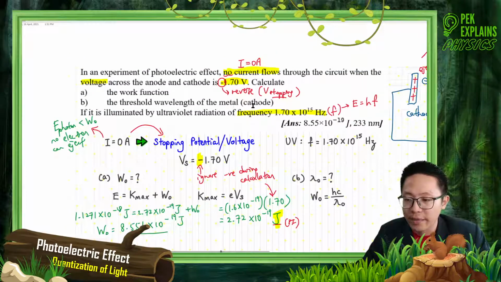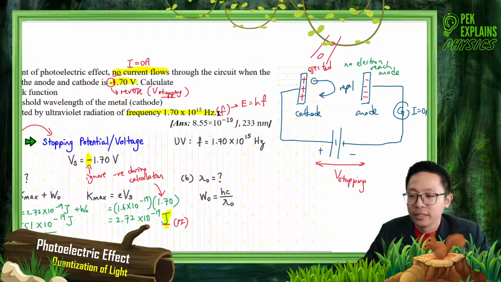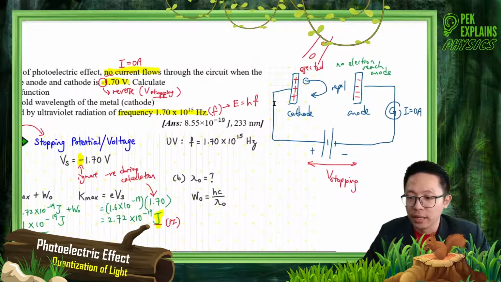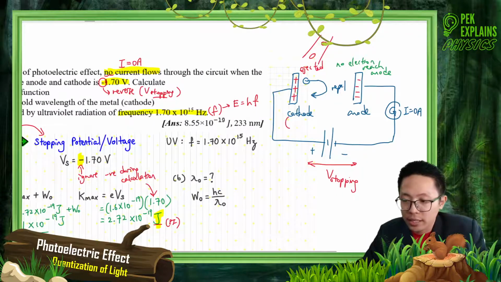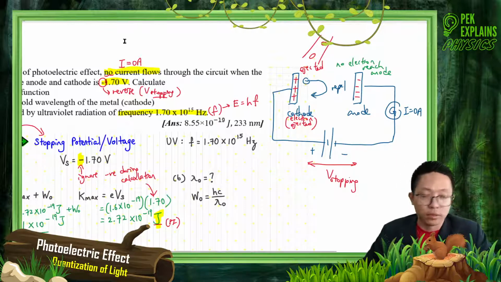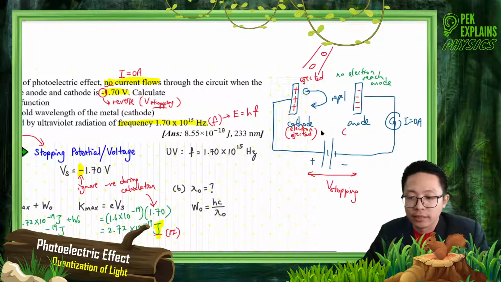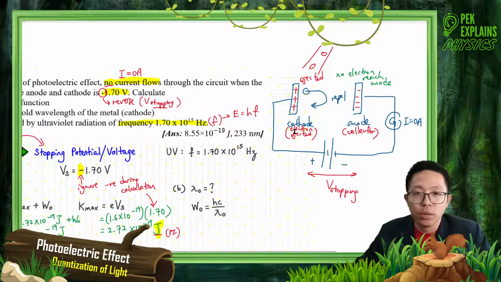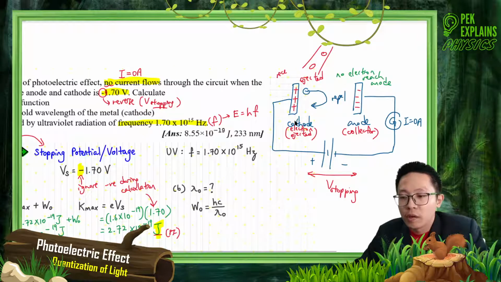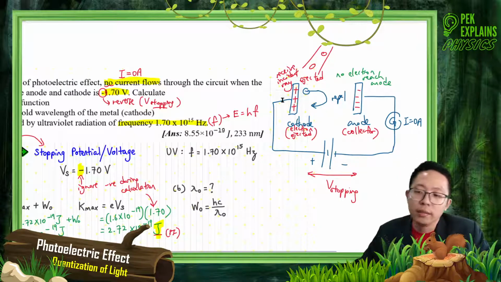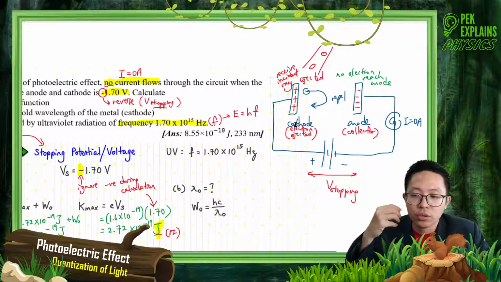What's the threshold wavelength of the metal of the cathode? Remember this is the cathode. Normally the electron is ejected from the cathode, not the anode. The anode is the collector of electrons. The cathode is the one that receives the incident ray, and is also where the electron is ejected. The anode is just the collector.